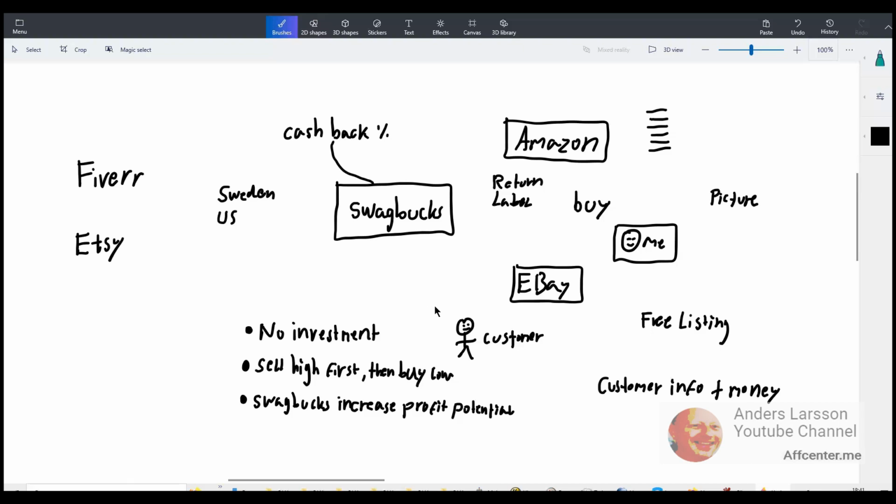But without further ado, let's look into the SwagBucks cashback method. Basically, it is about buying low on Amazon and selling higher on eBay. So basically you flip items on Amazon.